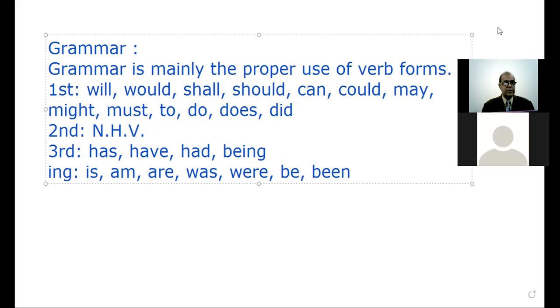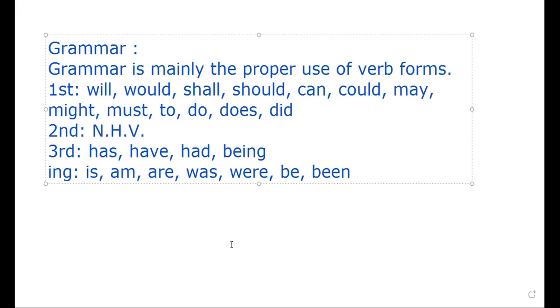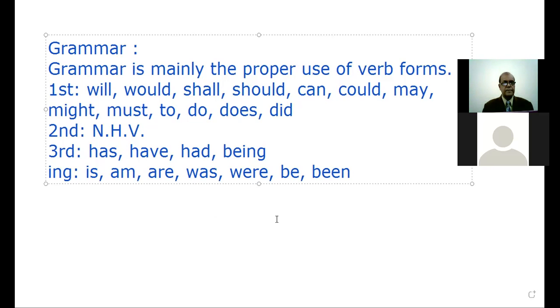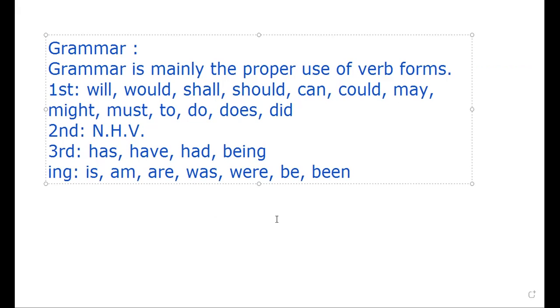I will be going. I will be writing. Be is never the first helping verb. It always has some helping verb before it. Understand? I will be going, he can be going, he can be reading, he can be playing, sitting, or all these things. In this way, I can use all these things.